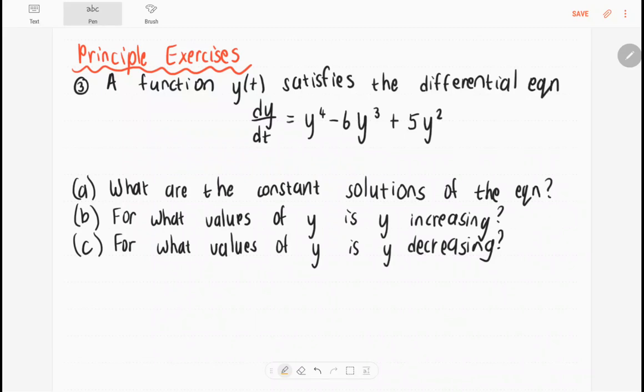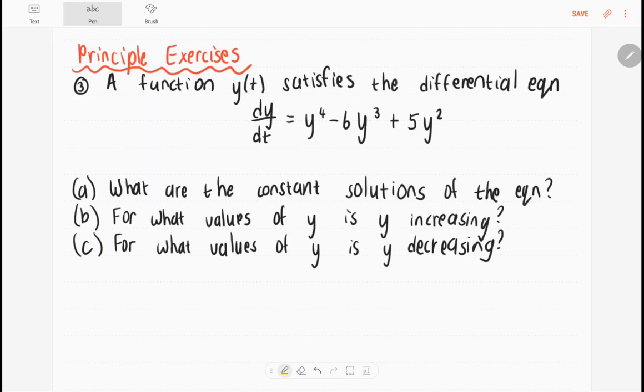Next, we are looking at the principal exercises. It says a function y of t satisfies the differential equation dy/dt equals y to the 4 minus 6y cubed plus 5y squared. What are the constant solutions of the equation? That is question number A.